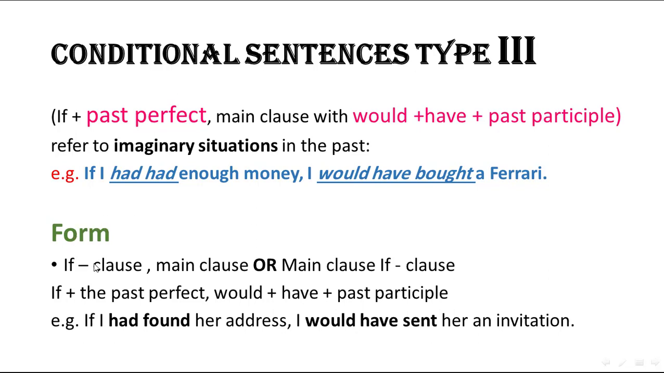Let's see the form. Again, if clause or the main clause. If in the main clause will be followed by the past perfect, the result clause will contain would plus have plus past participle, and some students like to call it verb 3. For example, if I had found her address, I would have sent her an invitation.